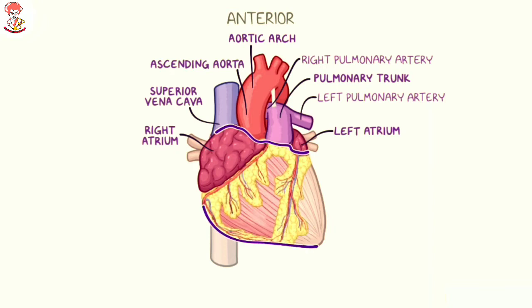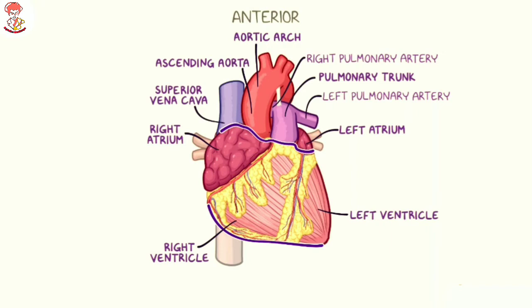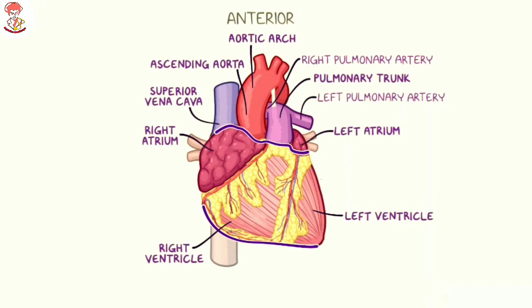The inferior border is almost horizontal and is made up mainly of the right ventricle and a part of the left ventricle. The right border is made up by the right atrium, between the superior and inferior vena cava, and finally the left border is mainly made up by the left ventricle and a part of the left auricle.